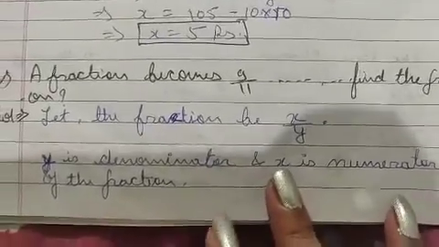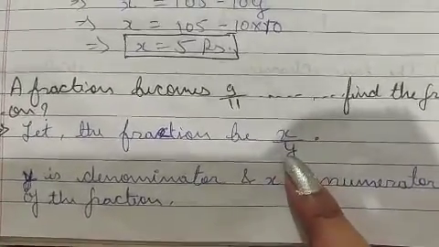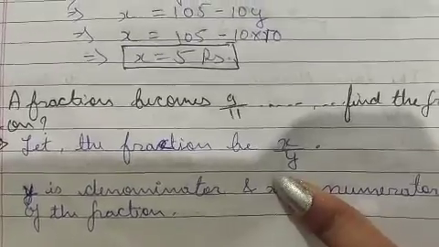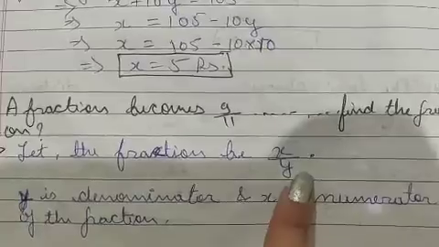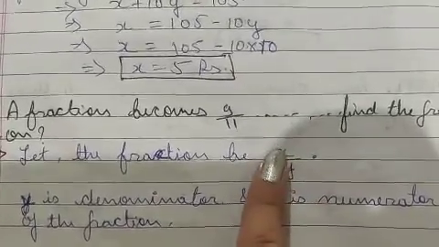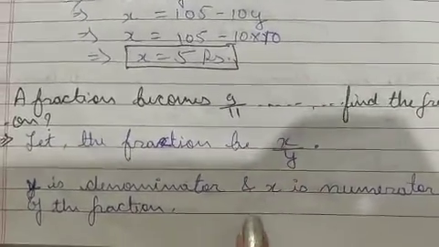See, the fraction is unknown, meaning the numerator and the denominator of the fraction are both unknown. We don't know either. So we will assume that the fraction is x upon y, where x is the numerator of the fraction and y is the denominator of the fraction.